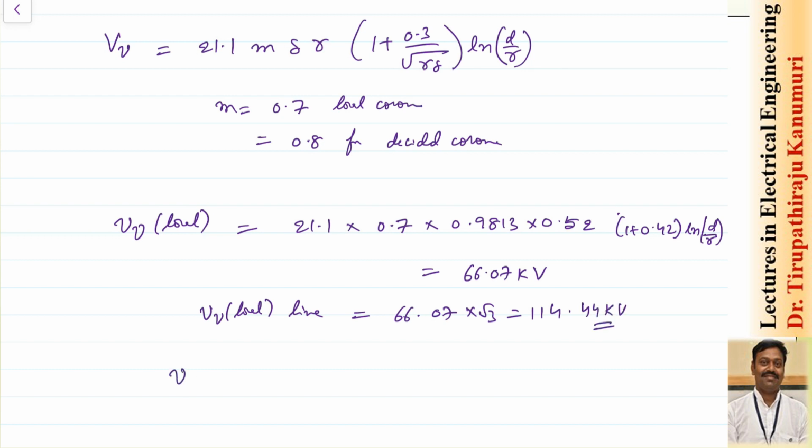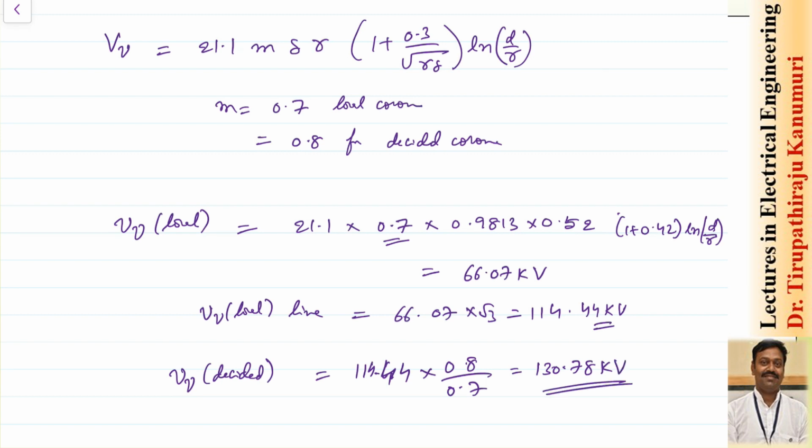So similarly, if you want to calculate V_v for general corona, this value will be for m equal to 0.8. So from this I can calculate: this value 114.44 I am multiplying by 0.8 and dividing by 0.7, because above we took it as 0.7. So here you have to take 0.8. So this will become 130.78 kV. So this is line to line for the case of general corona.